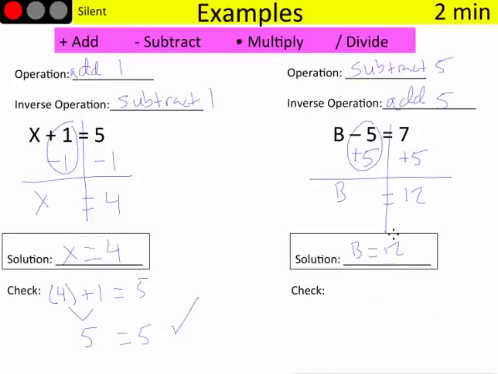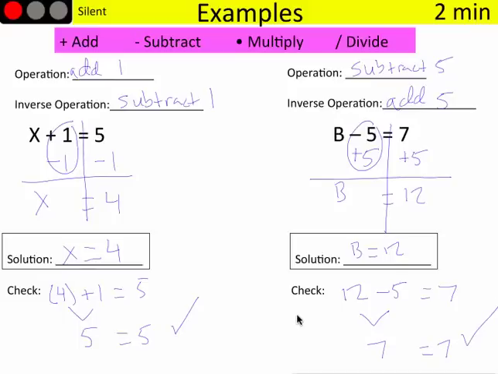Let's see if we can check our work. b minus 5, but instead of b I'm going to write 12 minus 5. Is this equal to 7? Yes, it is. So that means that our answer is correct.